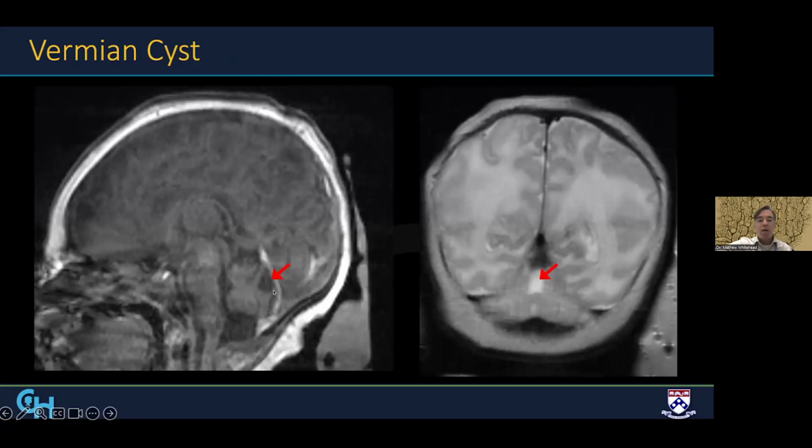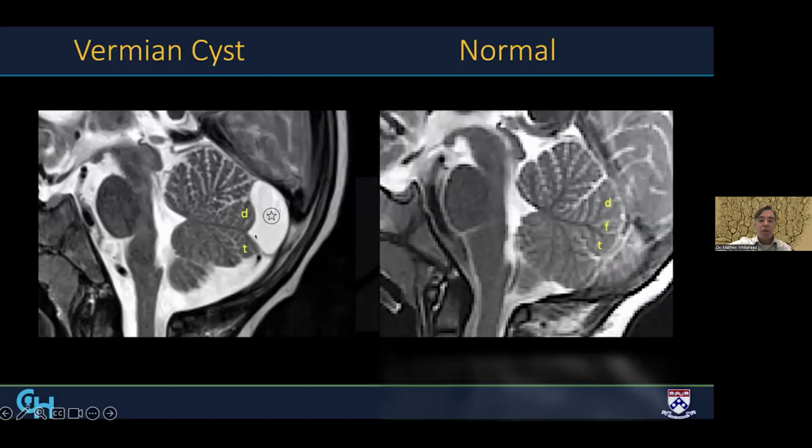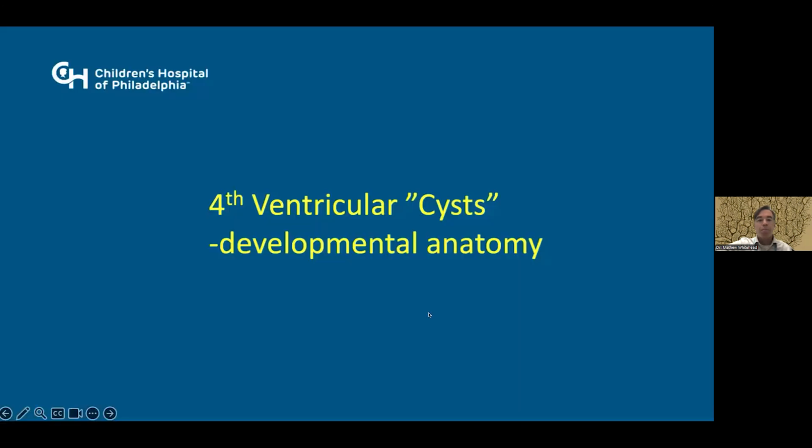This patient actually had multiple additional brain lesions and was subject to maternal illicit drug use and brain injury. But if these occur in isolation, they are often benign. And here you can see a vermian cyst replacing the normal folium.